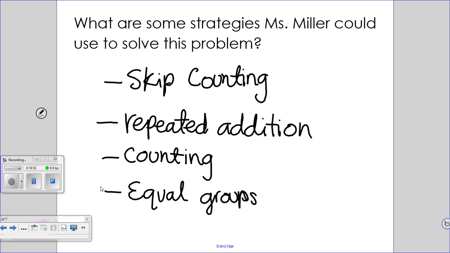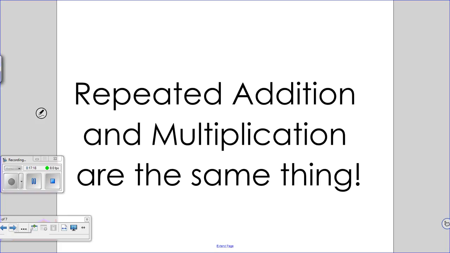Yes? I was gonna say another one. Go for it. Addition. Yeah, so just repeated addition? Yeah. Alex? Alright, I want you to write this next thing in your notebook in giant letters. Repeated addition and multiplication are the same thing.